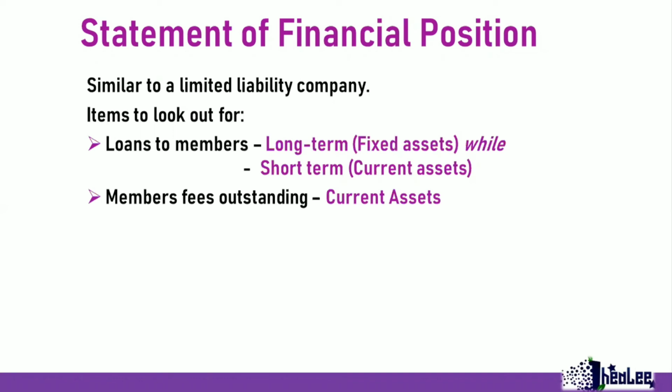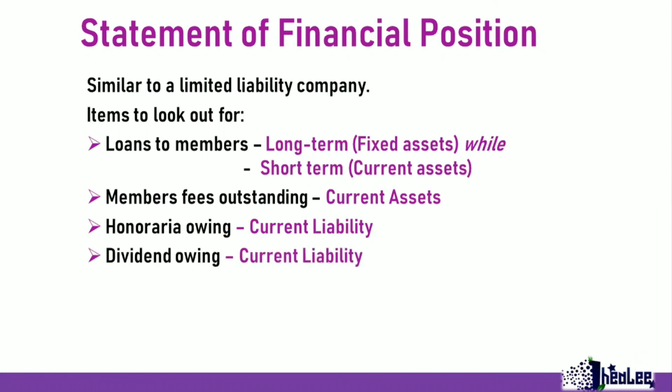The other is members' fees outstanding, and that would be a current asset because that is owing to the business. The members should be paying this, but it is not yet received, so it is outstanding. You would look at it similar to a debtor, the debt of the person owing the business, and that is a current asset because the money they have outstanding is owed to the business. Next, we have honoraria owing, and this is a current liability. We have dividend owing, a current liability, and this is only if they are owing.